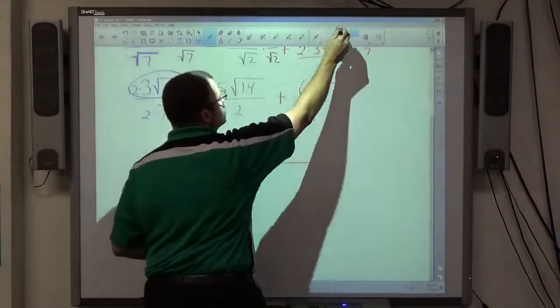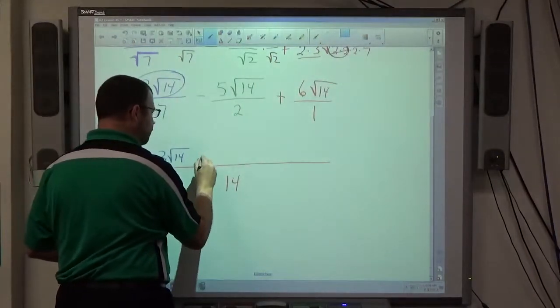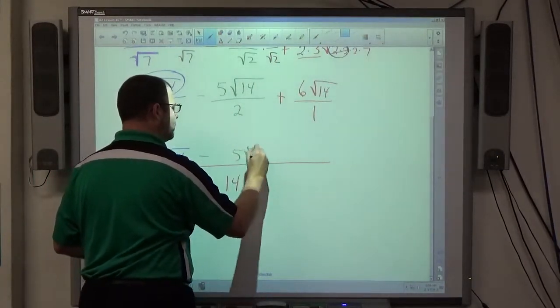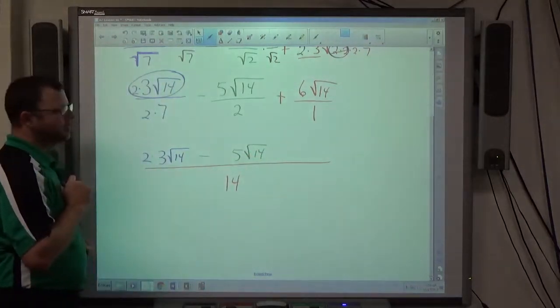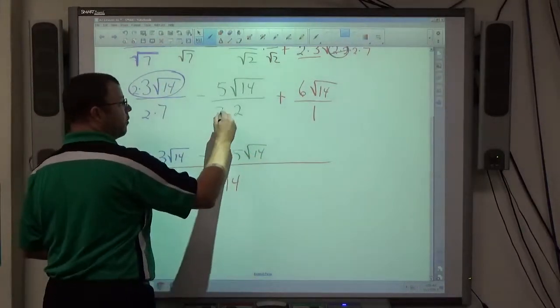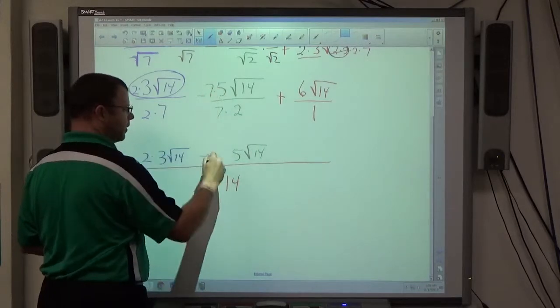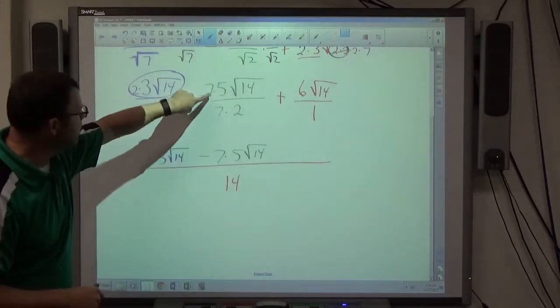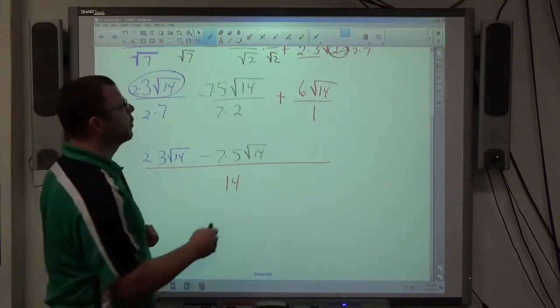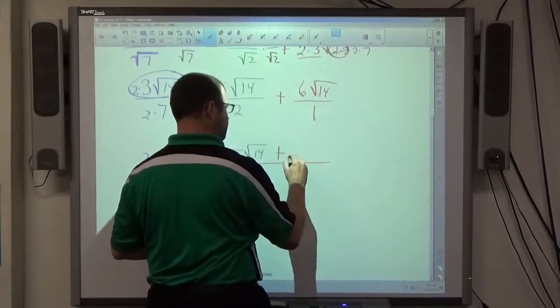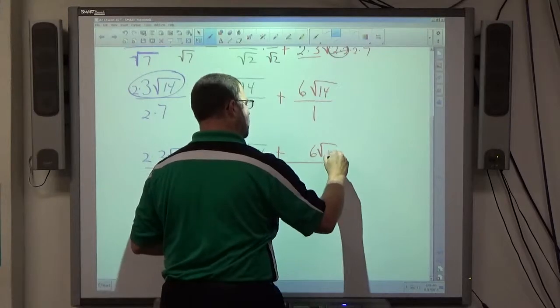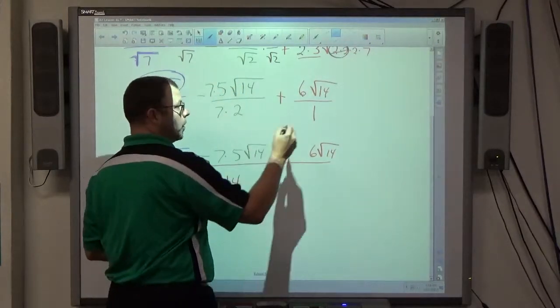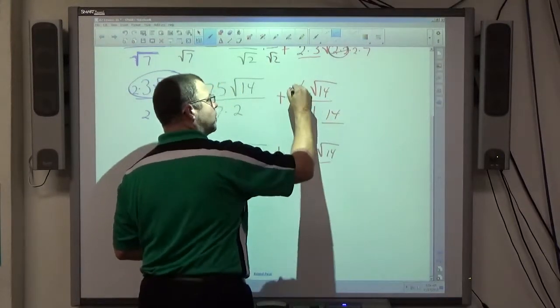The green one has a numerator of 5 times the square root of 14. What do I multiply by? By 7, right? 7 on the bottom to make 14, 7 on top then. So again, same basic thing I was doing up there. If you multiply the bottom by something, you have to multiply the top by the same thing. What about the red one? It's 6 times the square root of 14. Times 14 makes what we want. So we have to do it on top.